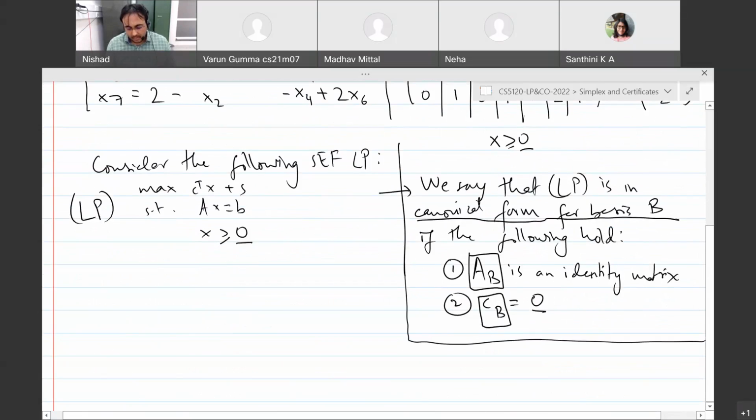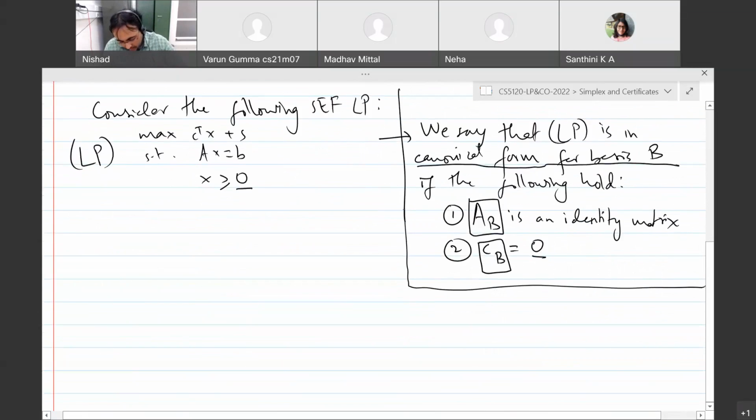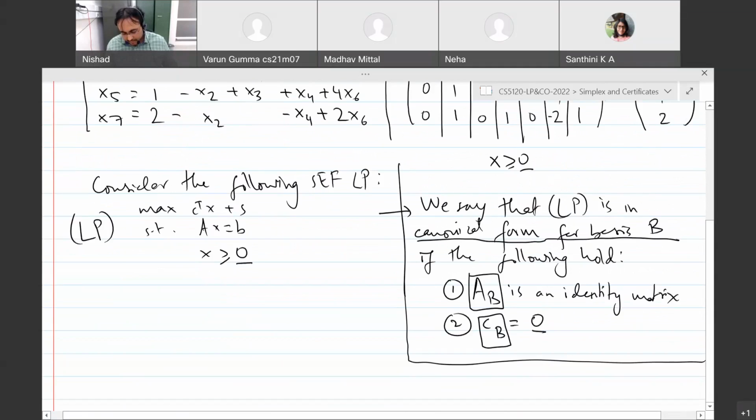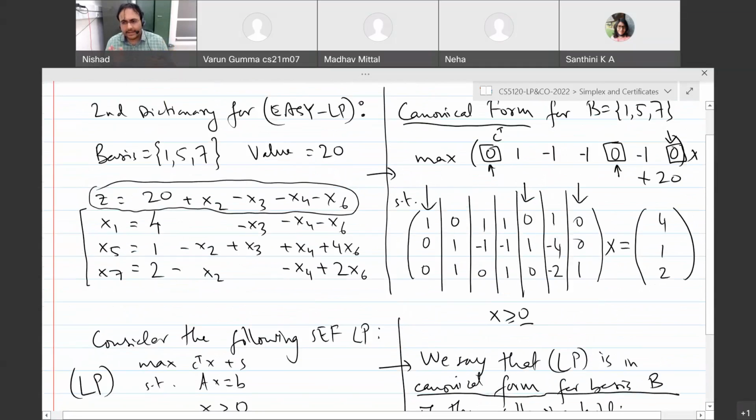Okay. And notice that here I'm not saying that the basis is feasible. So the right hand side could be negative. We are allowing that in the definition, right? It won't be a feasible basis if the right hand side has any negative entries. Okay.